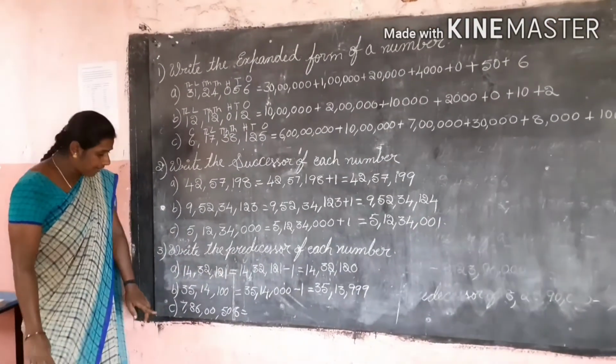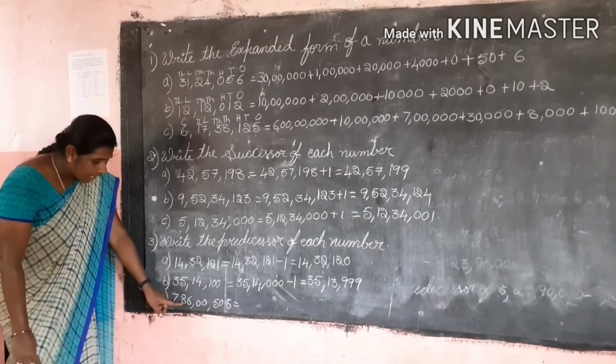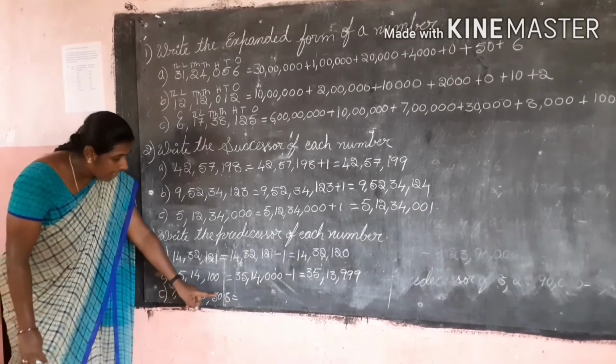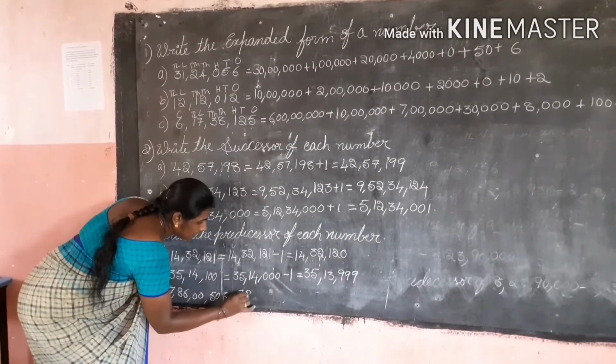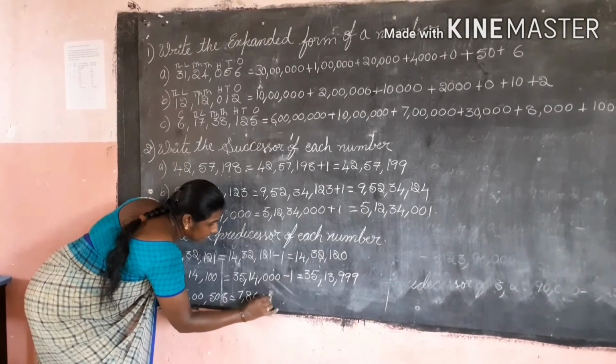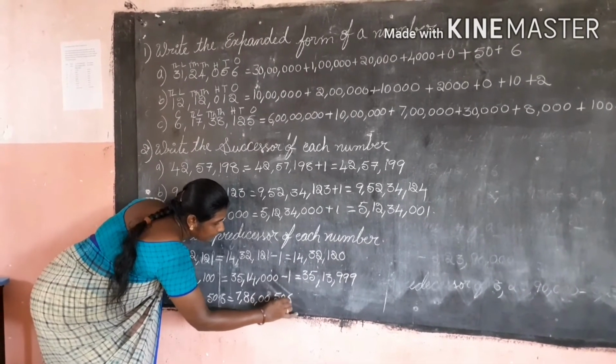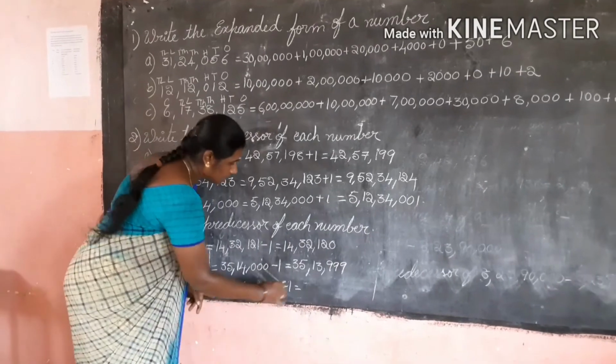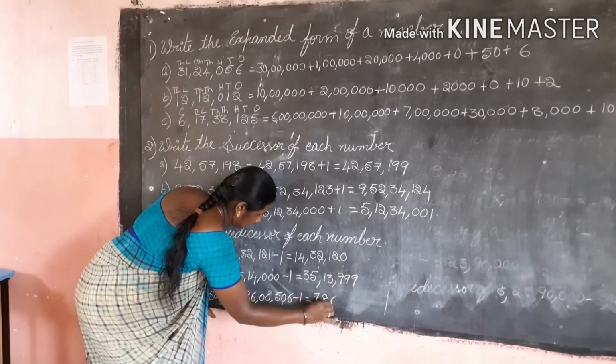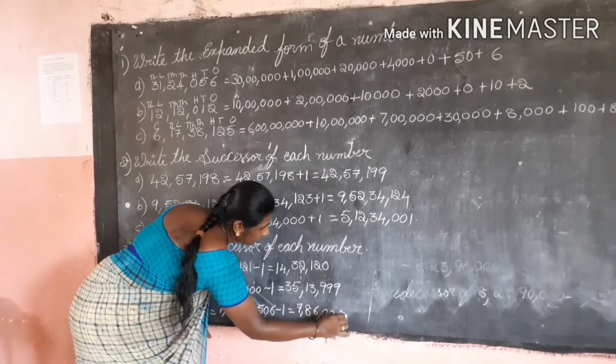Next, 7 crore 86 lakh 506. 7 crore 86 lakh 506 minus 1. Same, 7 crore 86 lakh 505.